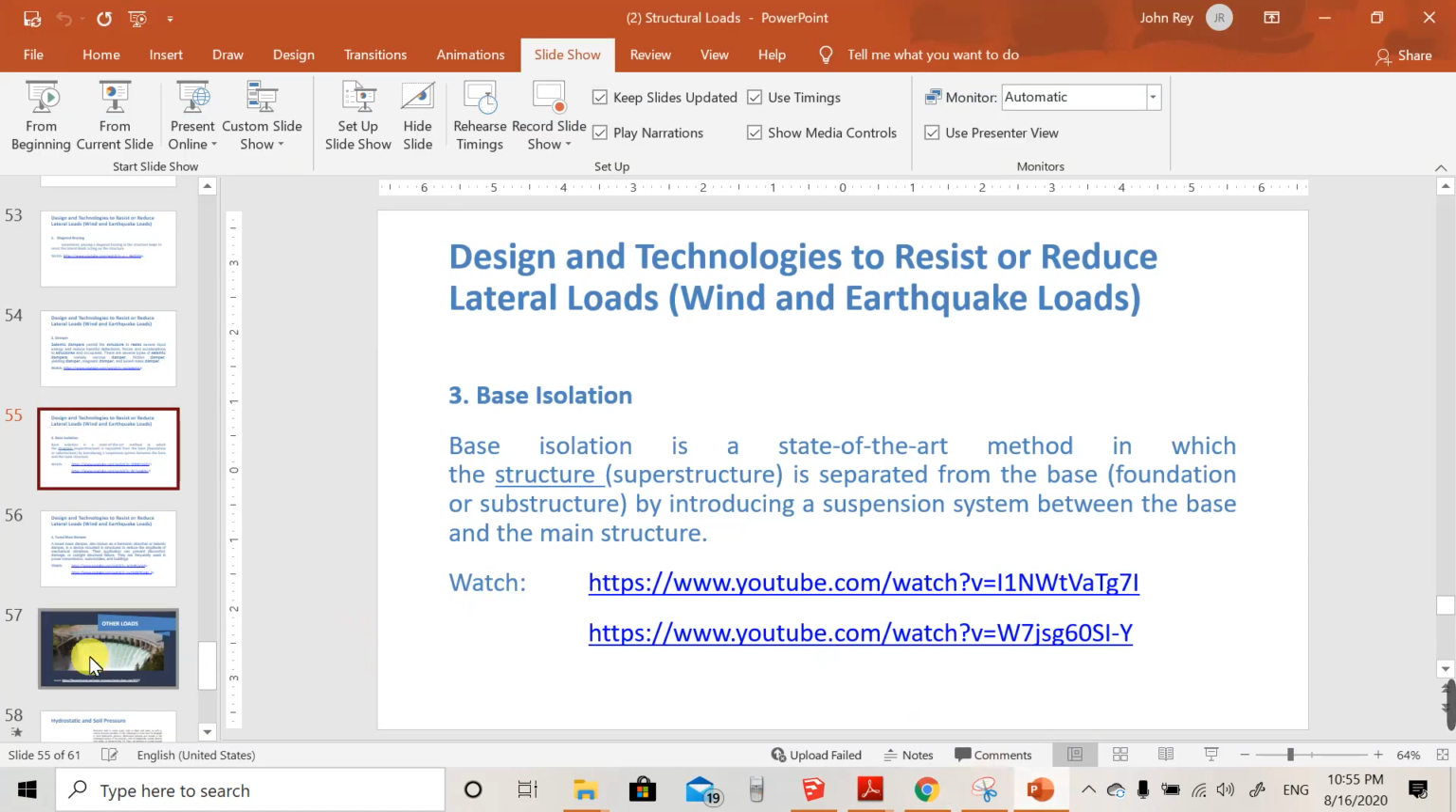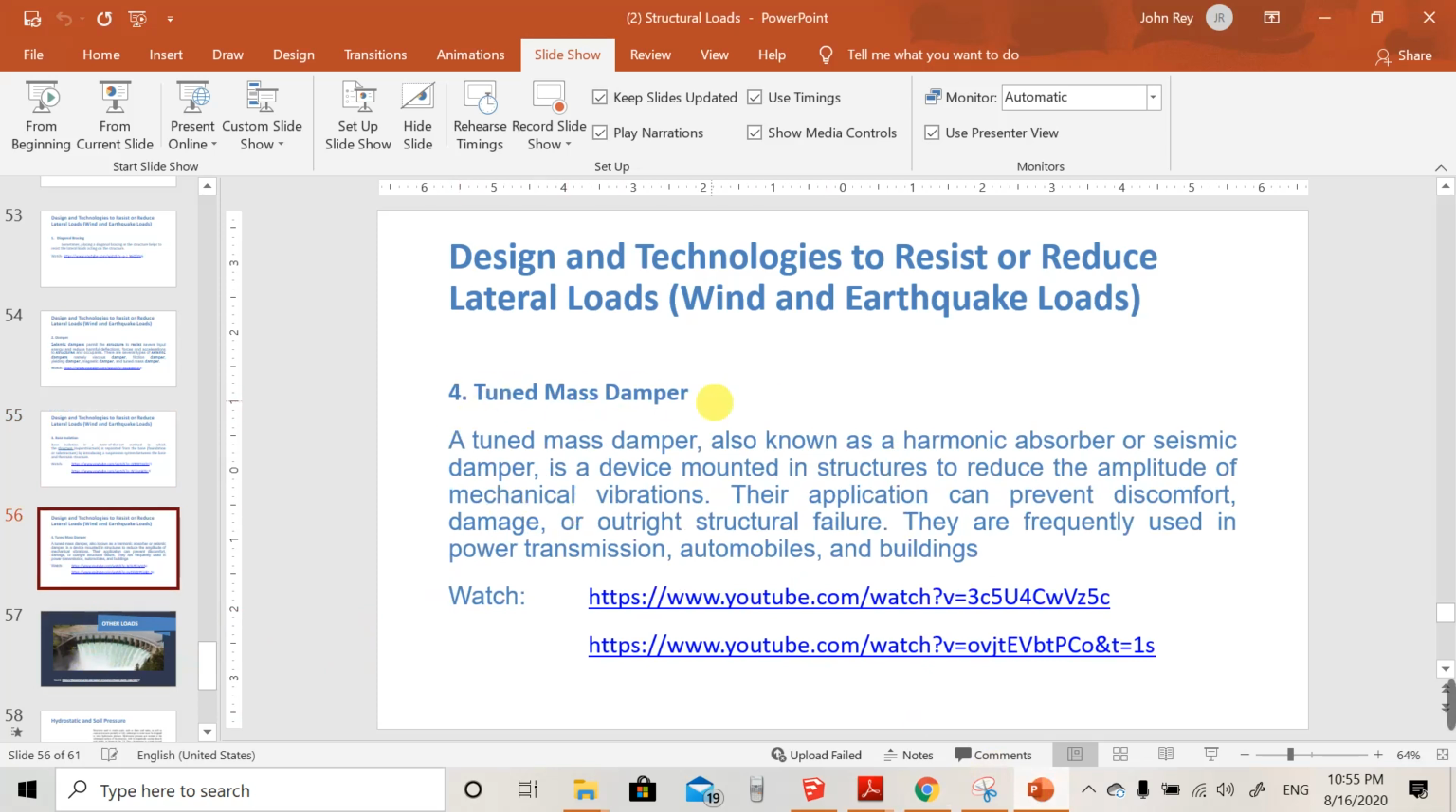Lastly, as I said earlier, tuned mass damper. A tuned mass damper, also known as the harmonic absorber or seismic damper, is a device mounted in the structure to reduce the amplitude of the mechanical vibrations. Their application can prevent discomfort, damage, or outright structural failure. They are frequently used in power transmission, automobiles, and buildings.